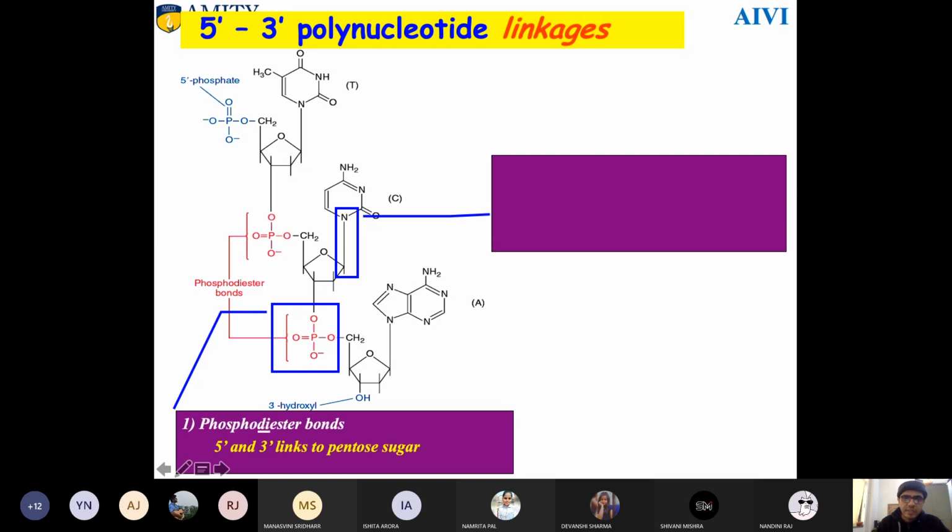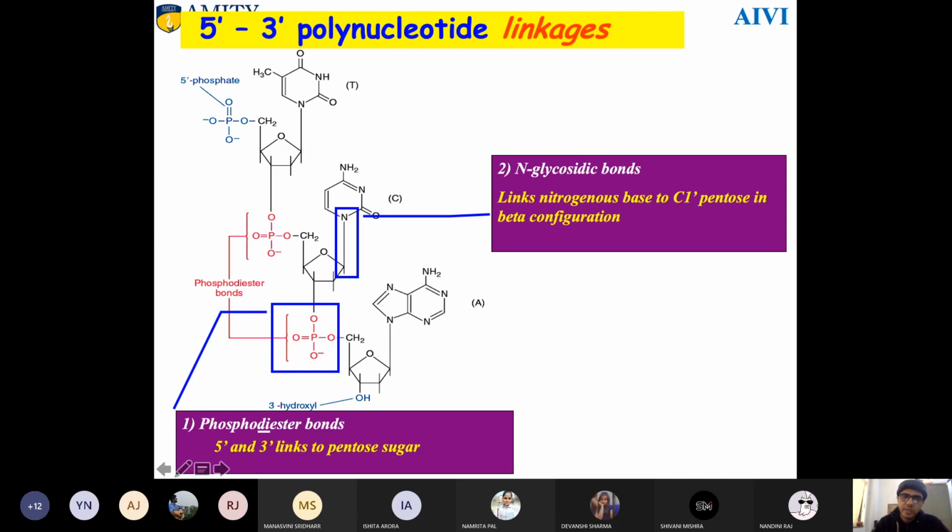And the second type of linking is between your nitrogenous base and your sugar, and the name of that linking is the N-glycosidic bond. So if anybody asks you what different types of bonds are there in DNA, the types of bond are: one is a phosphodiester bond, that is linking two nucleotides, and the second is the N-glycosidic bond, that is linking the nitrogen base with the sugar.